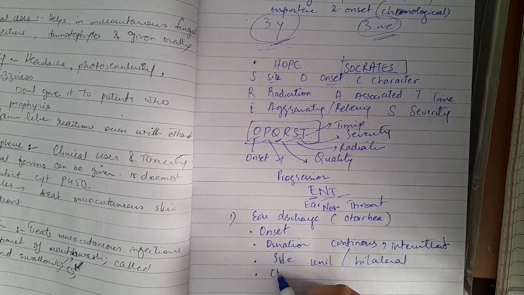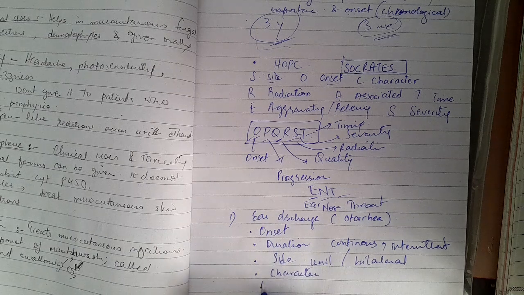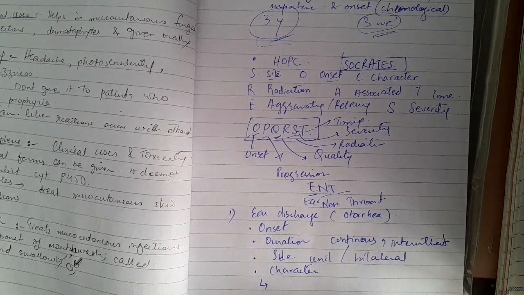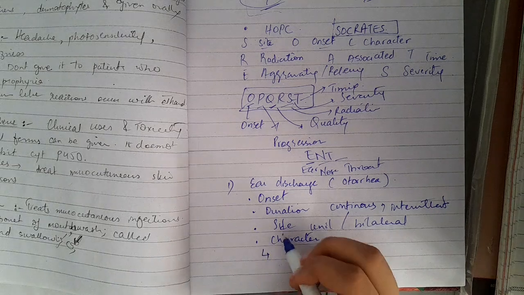Next, you move on to the character. In character, you have got some points which we are going to discuss. First one is the color. I hope you all can see. Yup. First one is the color.